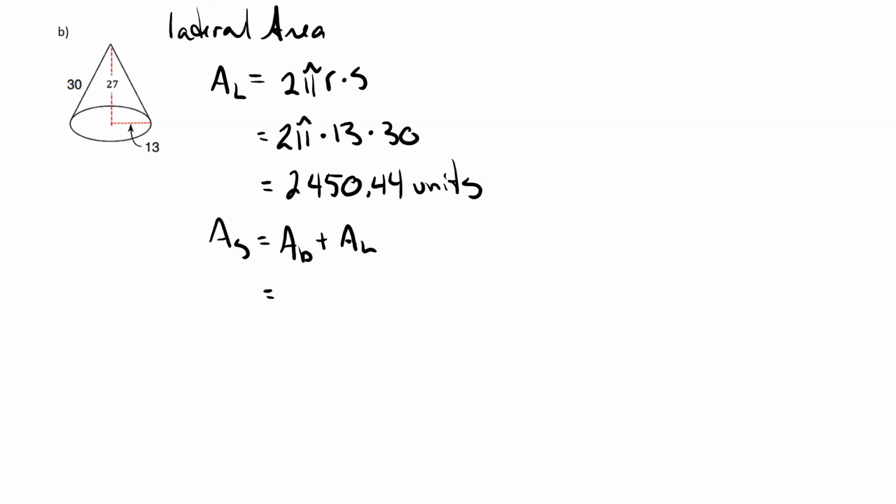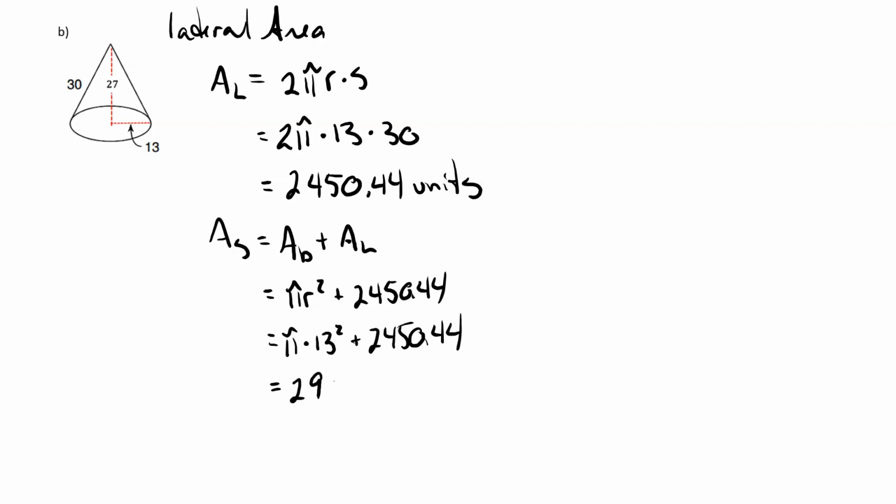The area of the base is just the area of the circle, which is pi r squared, plus 2,450.44. If we multiply that out and add it together, we end up with 2,981.37 units squared.